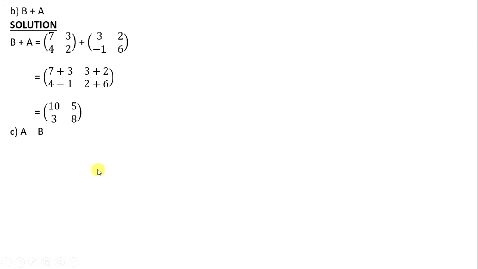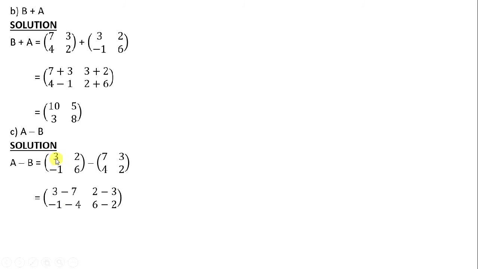We continue. We have A minus B. There where we were adding matrices, that is how we are going to subtract them. We'll subtract them according to their entries. First entry minus the first entry in the first row. Second entry minus the second entry in the first row. First entry in the second row minus the first entry in the second row. Second entry minus the second entry in the second row. Let's do that. So we have 3 minus 7, 2 minus 3, -1 minus 4, and 6 minus 2. Our answer will be -4 and -1 in the first row, -5 and 4 in the second row.